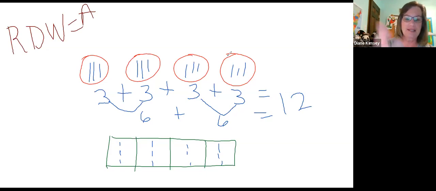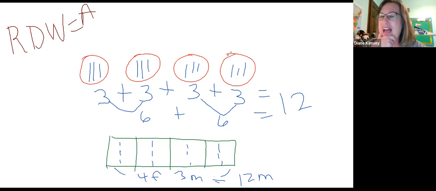And so hopefully the kids, and they need to label this. All right, so this represents that we have 4 friends, and each friend has 3 markers, and we know that altogether they have 12 markers. Excellent. How did you just do that? Oh, and so they're going to see what they just did was put in a multiplication sign. That 4 friends times 3 markers equals 12 markers altogether. That's how we do it to learn multiplication.